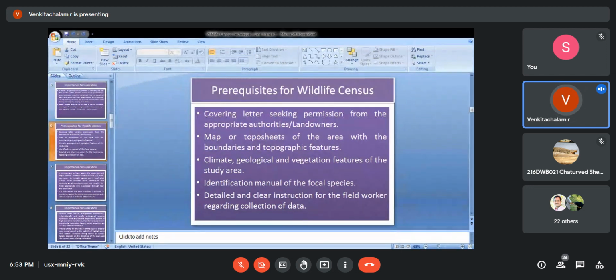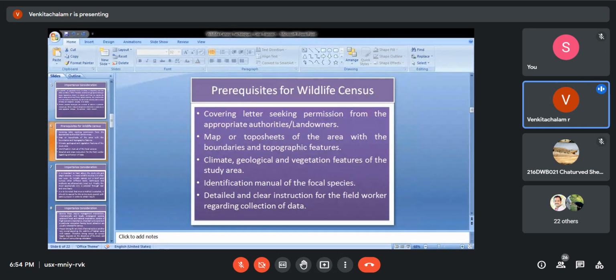Actually, our eyes are the best camera, not a DSLR and all. Detailed and clear instructions for the field worker regarding collection of data are needed. We have to give a very clear picture about the instructions for the field, regarding how to collect the data, how to enter the data and all.